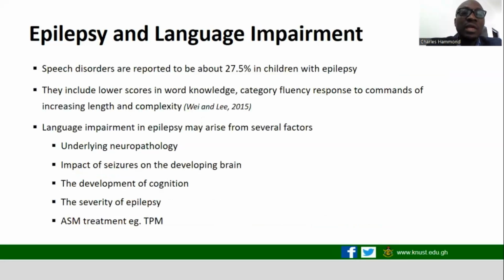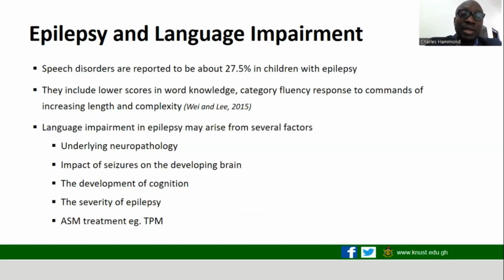Next, we want to look at epilepsy and language impairments. Speech disorder is reported in about 27.5% of children with epilepsy, and they include lower scores in word knowledge, category fluency, and response to commands of varying length or increasing length and complexity. This is from a study done in Taiwan in 2015.